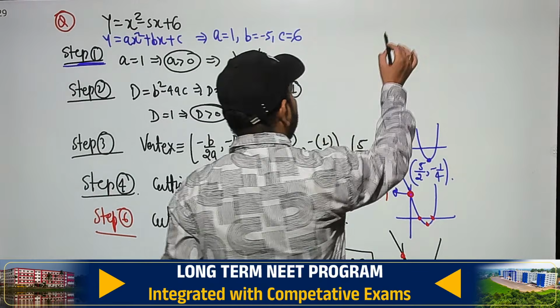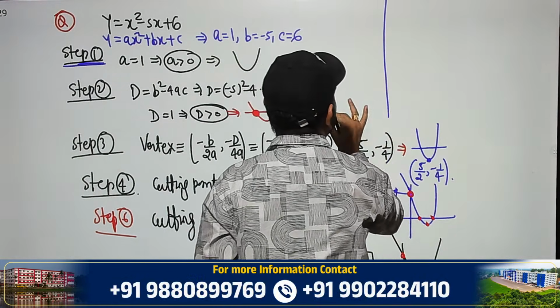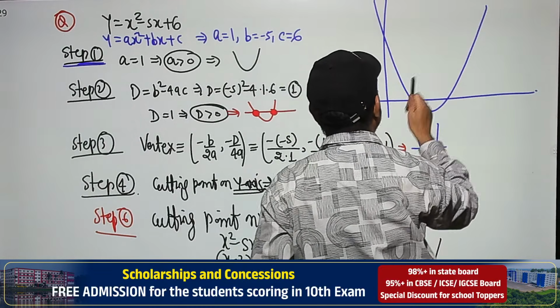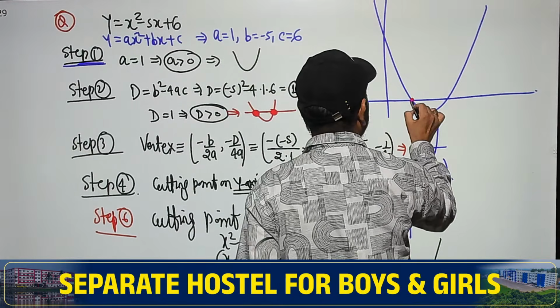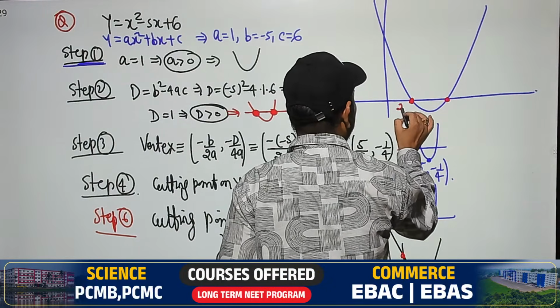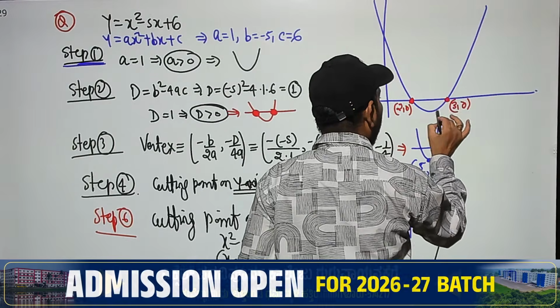This is our graph. Actually, this point you know, this point you know. What is this? It is 2. It means this point is (2, 0). What is this? (3, 0).